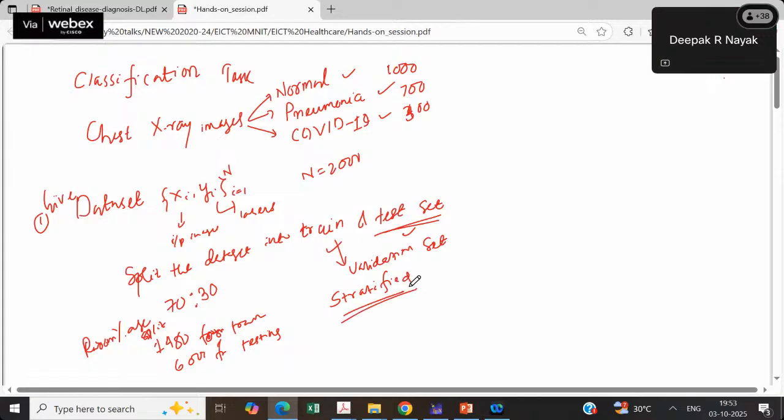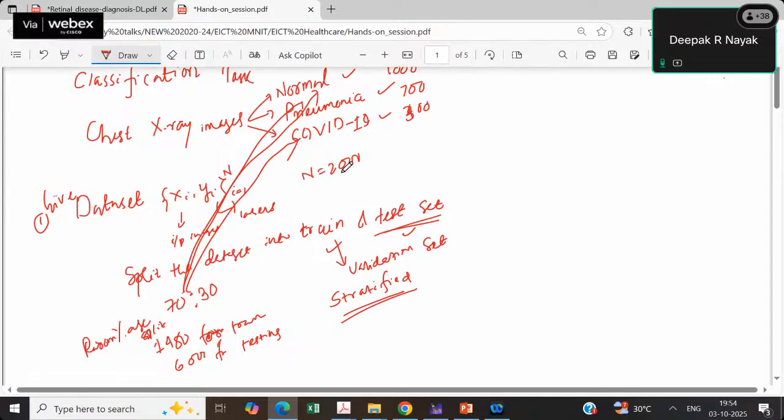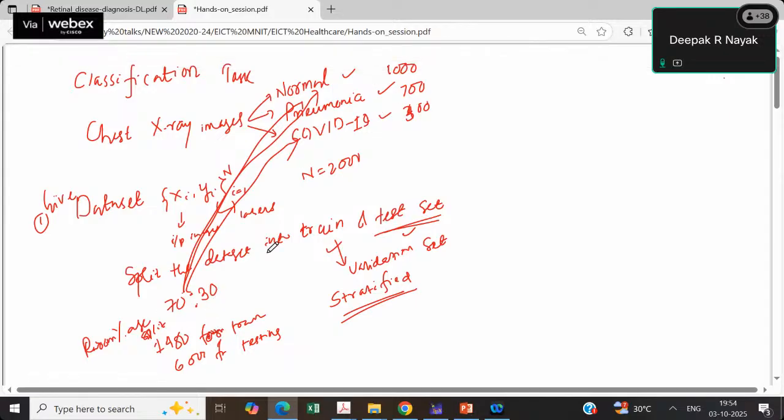Stratified is the solution. Stratification will make sure that we are choosing the same distributions, or equal distributions, from each of the classes. So what does it mean? Instead of taking 1,400 samples from the 2,000 samples, you will not apply 70% on 2,000. Rather, you will apply 70% on each of the classes, so that you will have samples from each class, and the distribution is the same for each class.